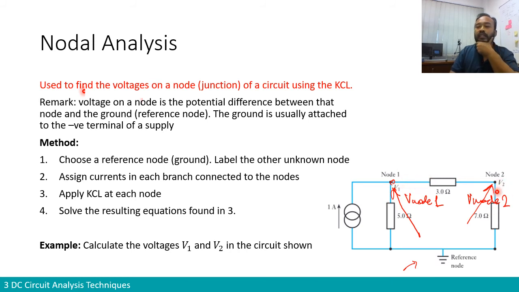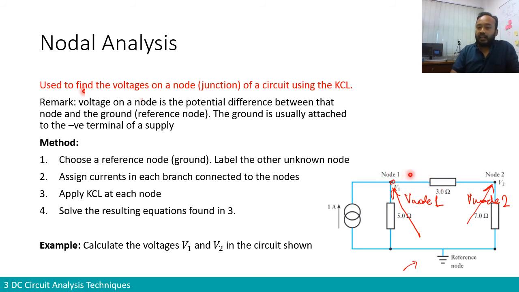In node 2, there are 2 currents, one connected to the 3 ohm and one connected to the 7 ohm. And one remark: the current connected to node 1 from the resistor and the current connected to node 2 from the resistor are basically the same current, the current that goes through the 3 ohm resistor.